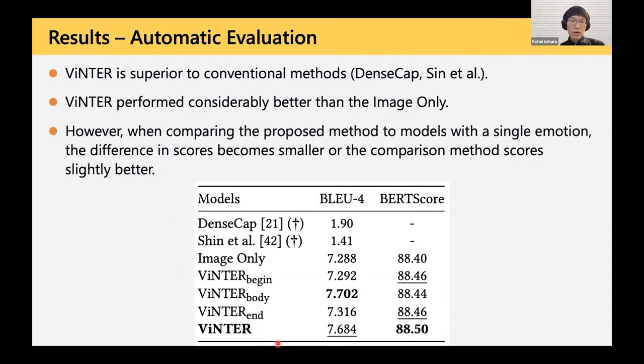So from here, I will explain the results of the experiment. First of all, Pinter is superior to conventional methods such as DenseCap and Singh et al. In addition, Pinter performed considerably better than the image-only model. However, when compared with models with a single emotion, the difference in scores becomes smaller, or the comparison methods got slightly better.